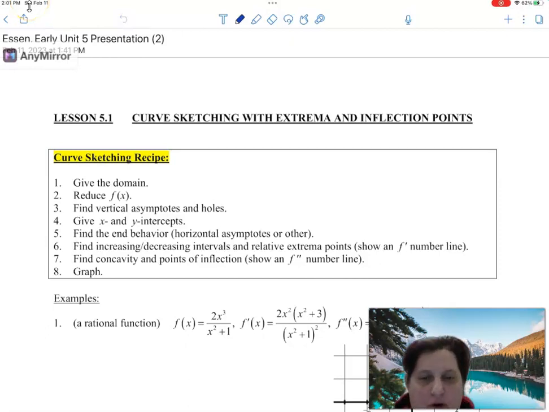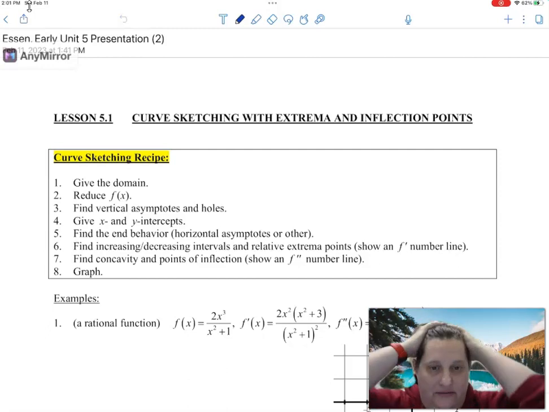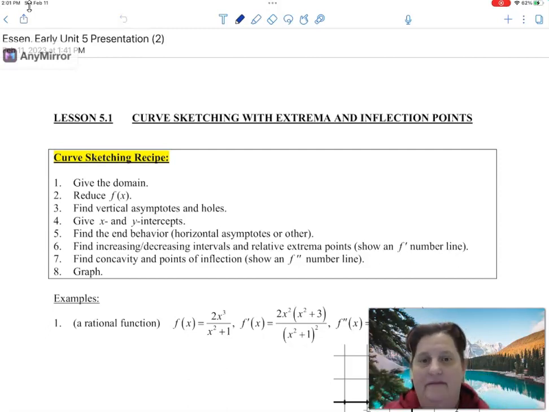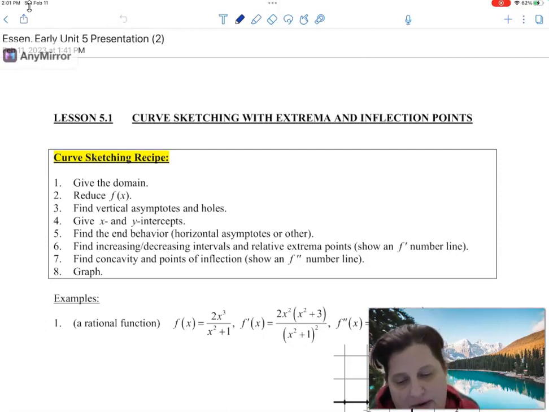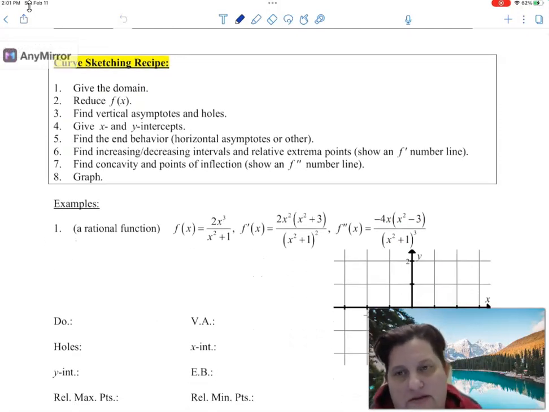All right, guys. So Unit 5 is kind of an extension of Unit 4. A lot of increasing, decreasing, and concavity, and we're going to do some curve sketching here, okay? They call this the curve sketching recipe, basically how we go through here. All right, let's look at each of these steps.